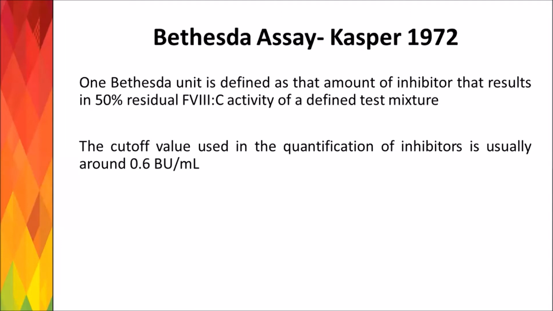Now, the cutoff value used in quantification of inhibitors is usually around 0.6 Bethesda units, but this has to be standardized in each lab and taken a call. So at our lab, we do repeat the test for any value below 2 Bethesda units again after 2 days to confirm the screening, and do a factor recovery study too.